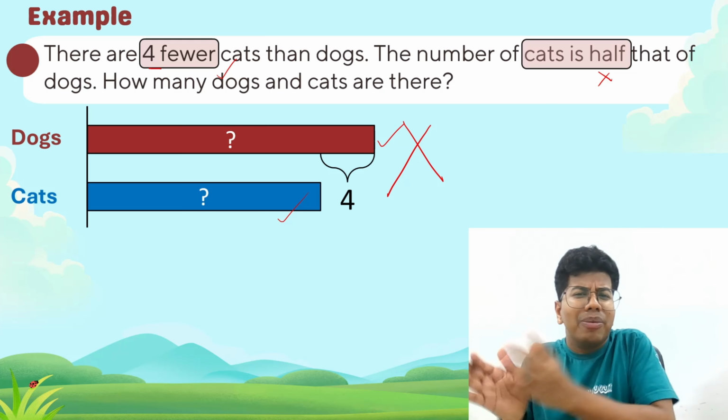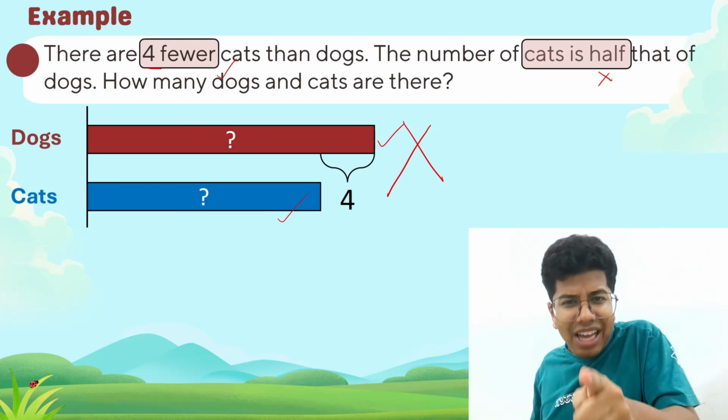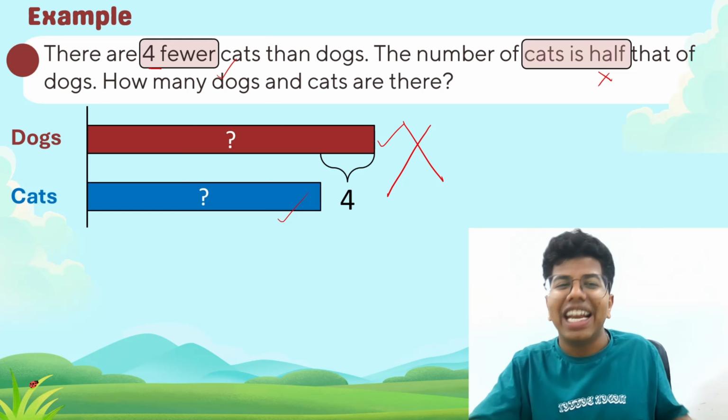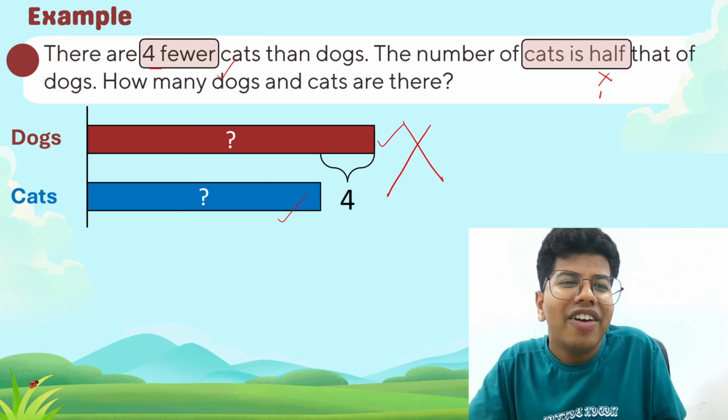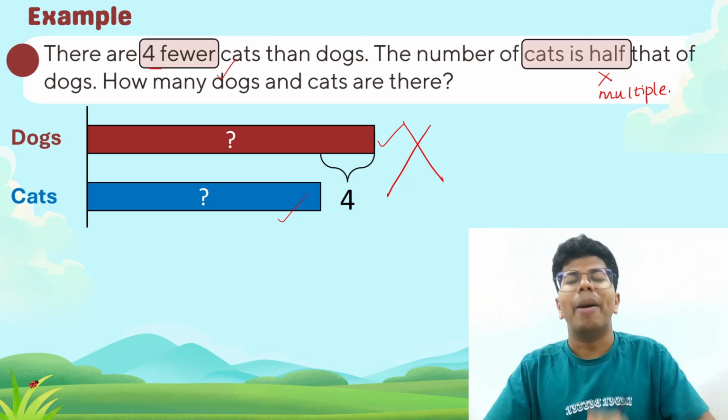So if we use the more or less situation to draw, then when we have the multiple relation, we can get it wrong. So whenever we have the multiple relation, we can try drawing it through the multiple relation.